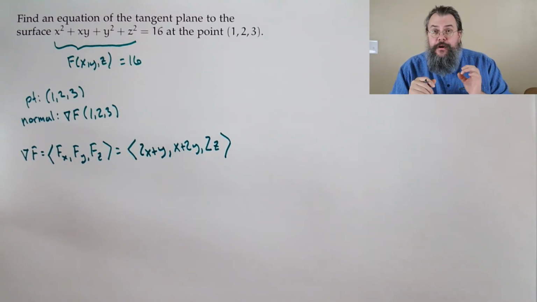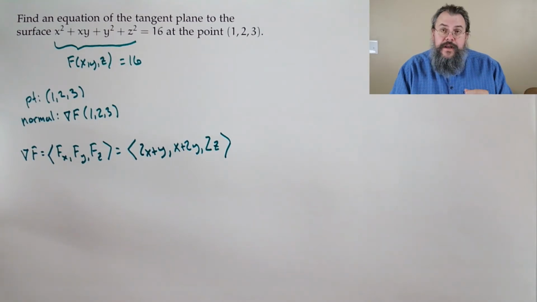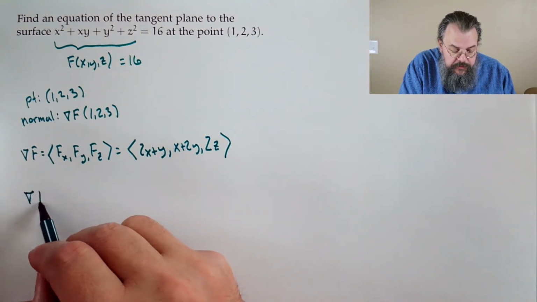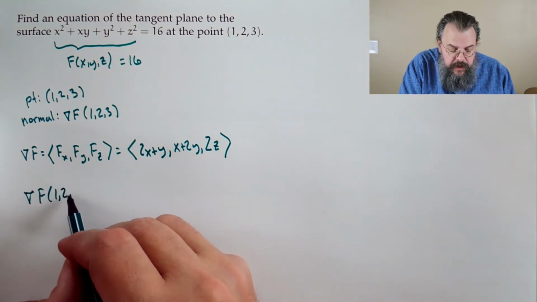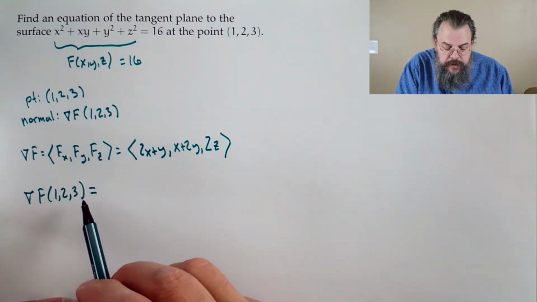Now remember, we don't have our normal vector yet because we want a vector with numbers, not with a function. The gradient vector is a vector-valued function. And so we want to get down to just a set of numbers, so we need to evaluate. So plug in (1, 2, 3). Well, that means everywhere where we see an x, we put a 1. Where we see a y, we put a 2. Where we see a z, we put a 3.